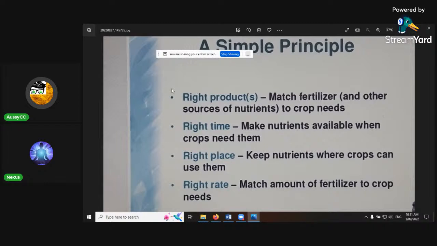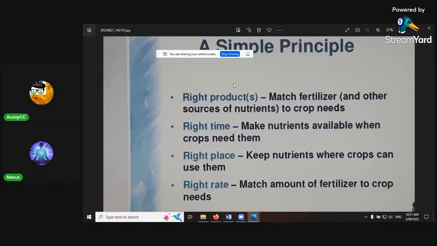The 4 R's, get a load of this. Hey, Mr. Pirate Head, like Captain Hook out there. You want the 4 R's. It's a simple principle, says Captain Hook. Aye, hardy, me mate. Far out. Right products.